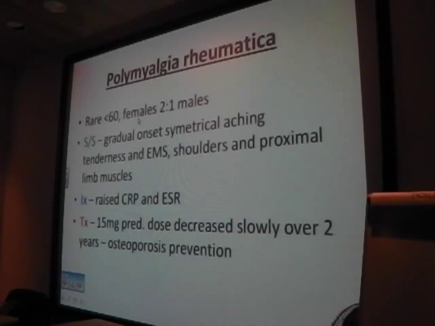Polymyalgia rheumatica. It's another simple rheumatoid problem. You see it quite commonly. They may put it in the OSCE, and they may not. You may just get it in the written exam. It's gradual onset, symmetrical again. It's shoulders and proximal limb muscles. People get a lot of pain when they shrug, pain in their shoulders when they first wake up. The blood test, you've got raised CRP and ESR because it's an inflammatory condition, and you treat it with steroids.